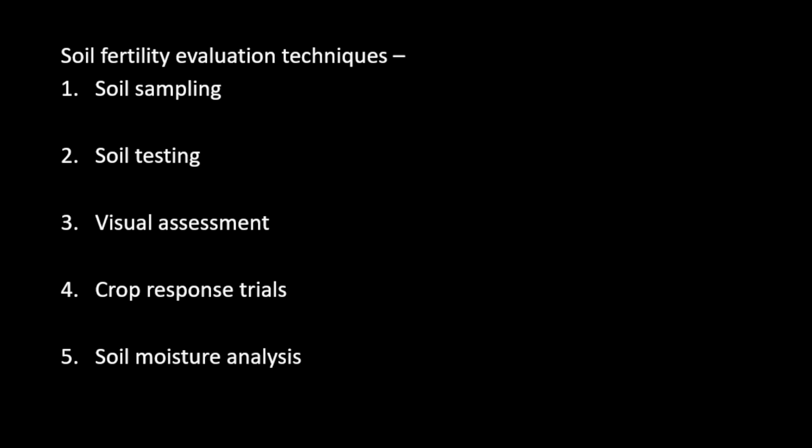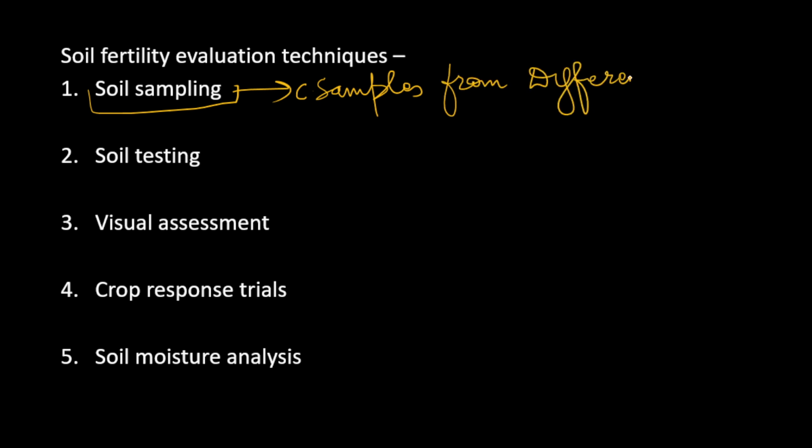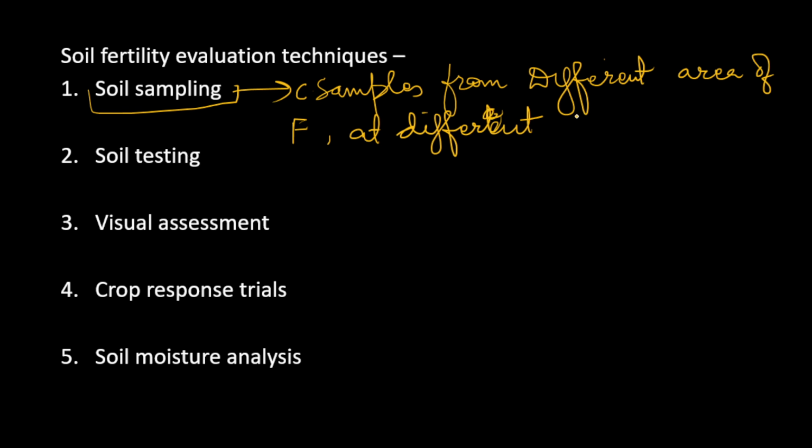The first one is soil sampling. We will collect soil samples from different areas of the field at different depths. So what we will do in soil sampling is go to our agricultural field and collect samples from different areas at different depths.